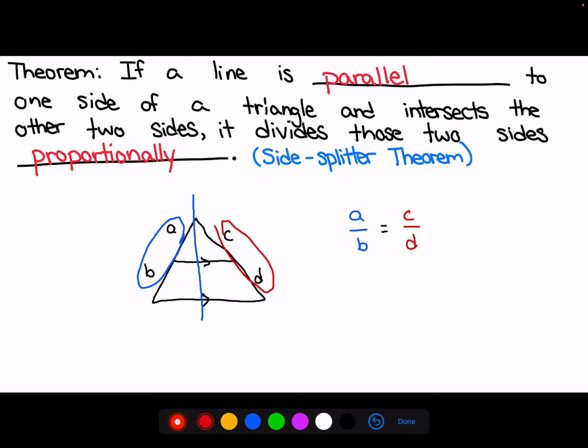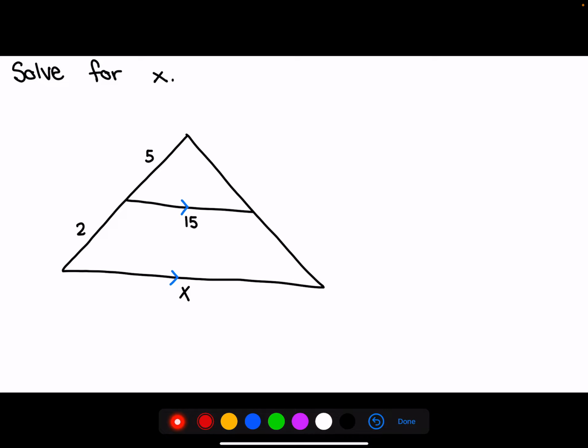All right, so let's go ahead and try out a practice problem with the side splitter theorem. Here's our first one. It says solve for x. So we have this unknown variable x. And we won't actually use the side splitter theorem here because we don't need to. Of course, we do see that they're parallel, which is very useful for us, but we don't necessarily need to use the side splitter theorem.